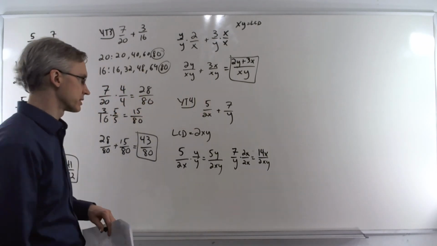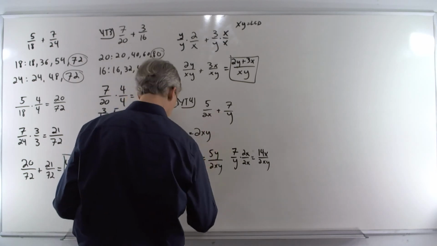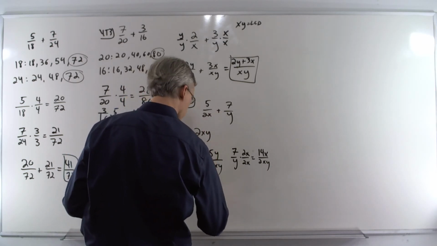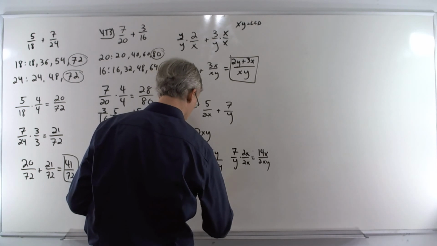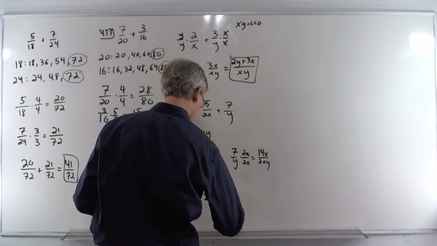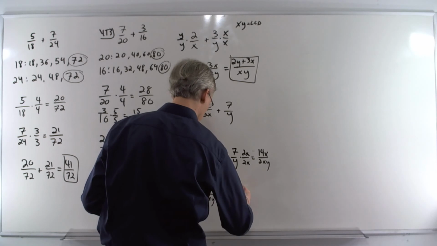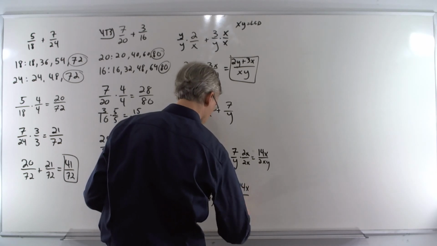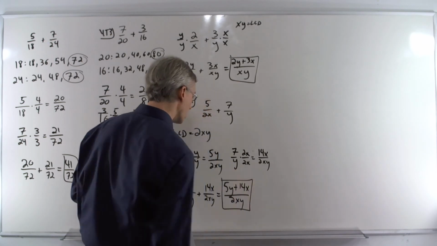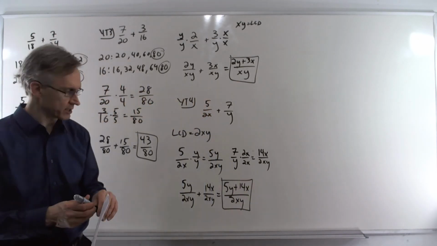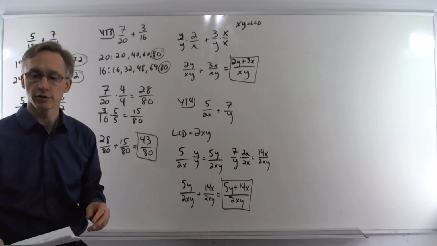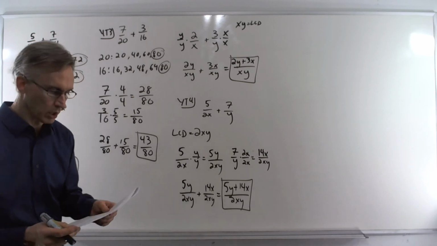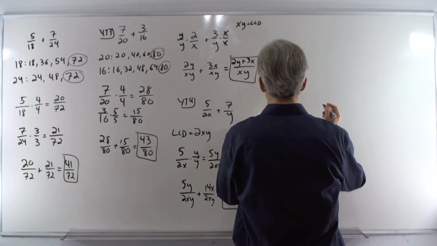Now we've got 2 fractions of the same denominator. Now we can do this operation. There's no way to simplify that, so our final answer is 5y plus 14x over 2xy. All right, now we've got a little more complex denominator.